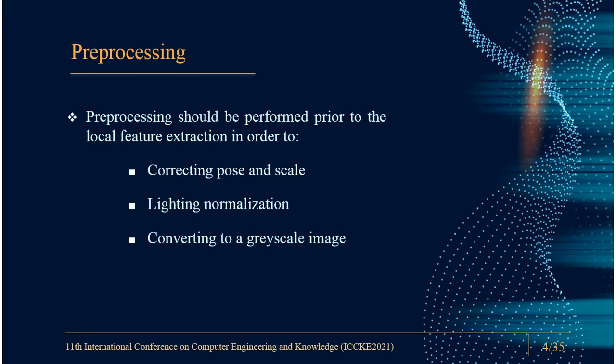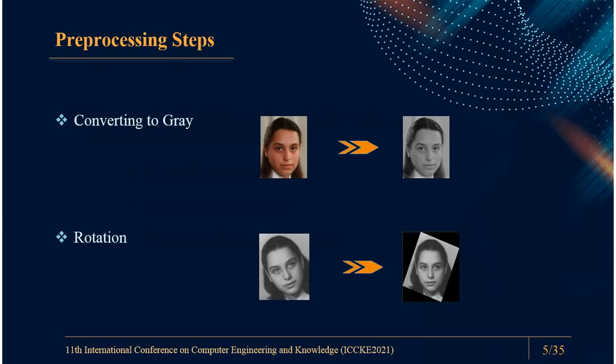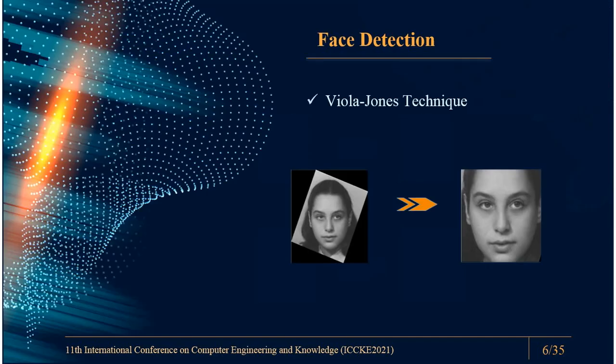Pre-processing steps. Pre-processing should be performed prior to the local feature extraction in order to correct pose and scale, lighting, normalization, and convert to a grayscale image. First step is converting RGB to gray, and the second step is rotation. In this step, the angle of the face to the horizontal line is computed by using the center of the eyes, and it rotates to keep the pose in a straight line.